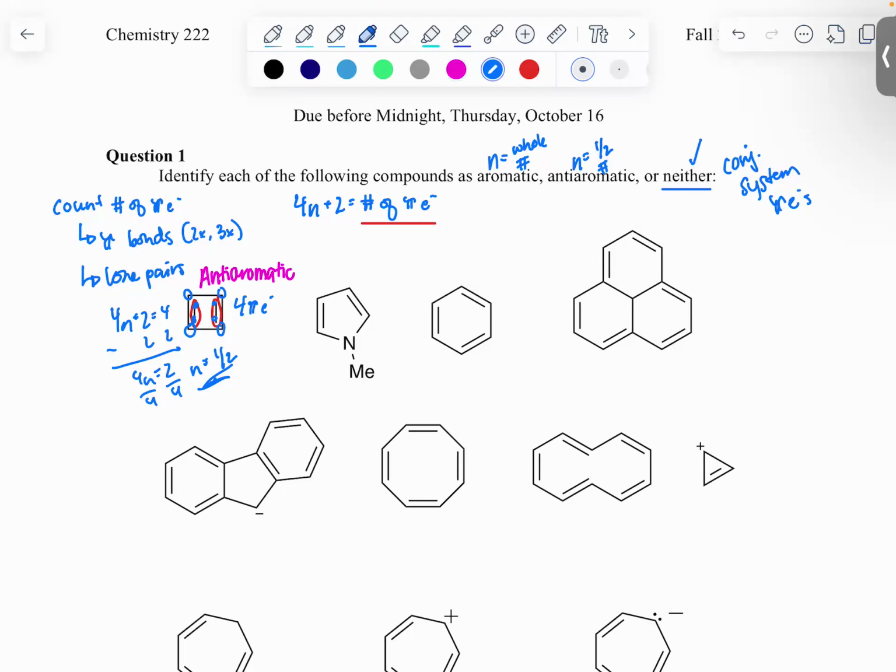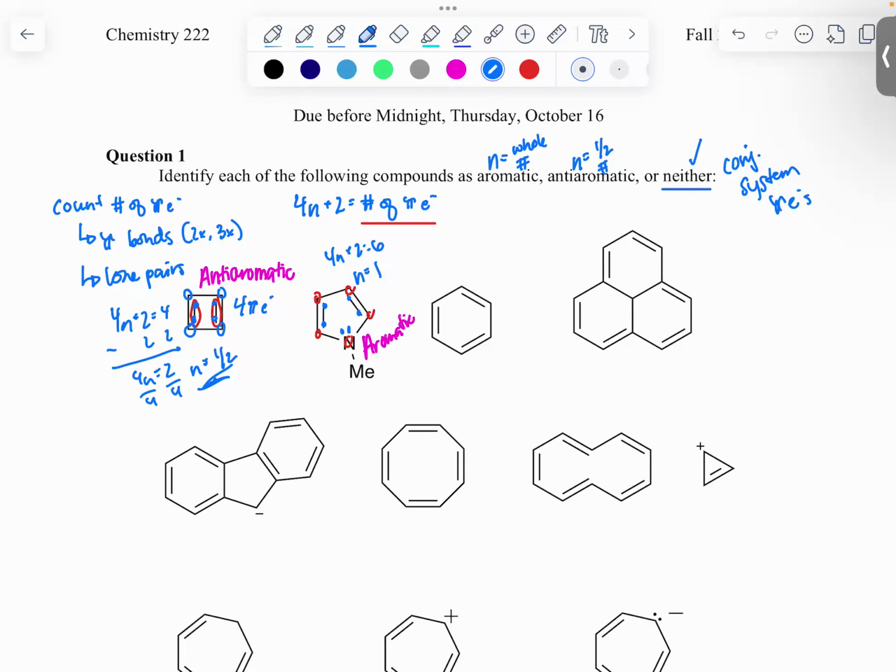Next, we can move on to our next structure. We have 4 pi electrons coming from bonds, and then our nitrogen has a lone pair. So 4n plus 2 equals 6. When we solve that, we get 1, which is a whole number. And again, each of these atoms in the ring has some kind of pi electron. So we have a conjugated system. So this is aromatic.